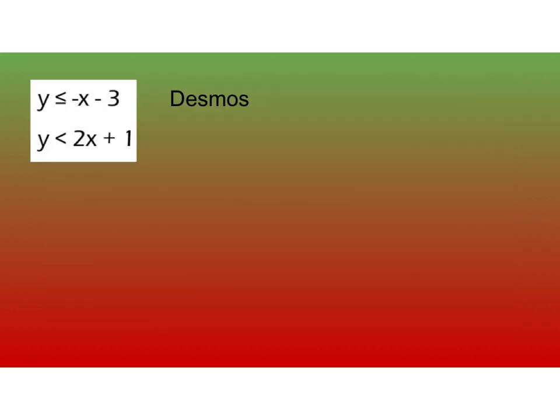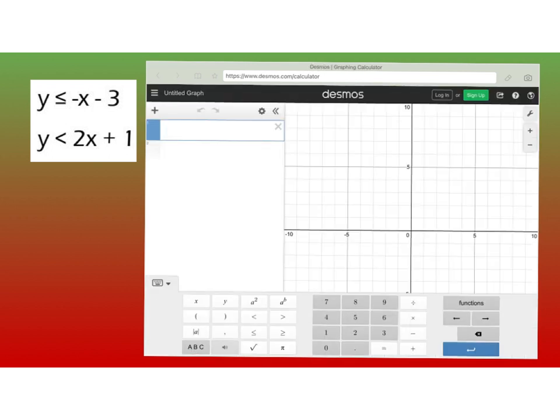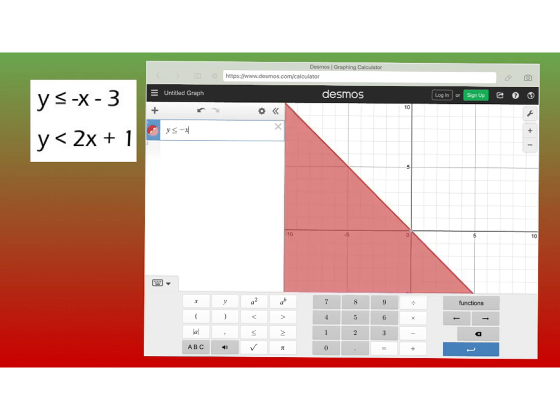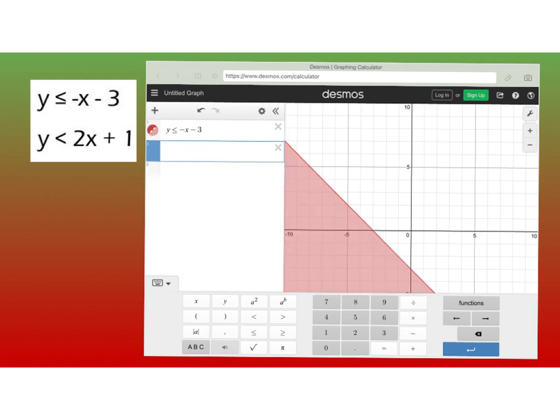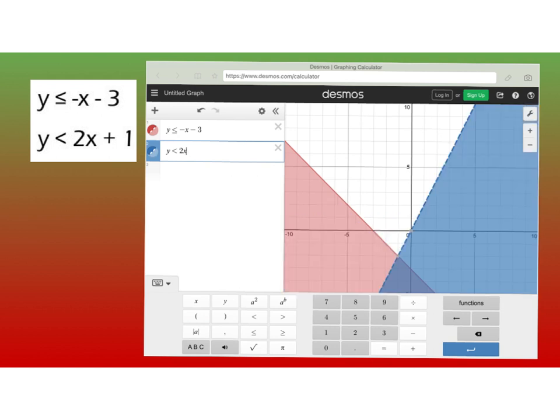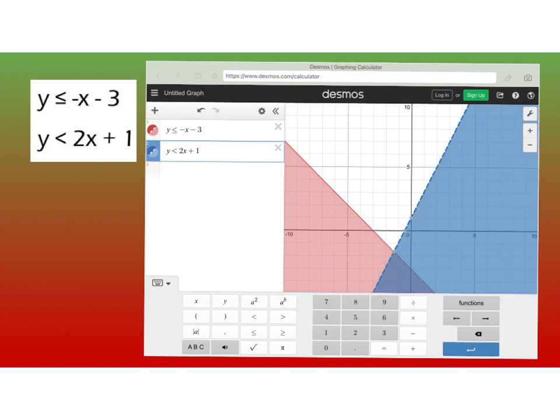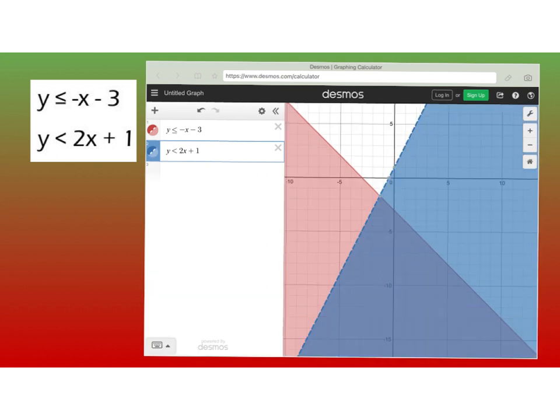So let me add Desmos here. All right, so let's go ahead and graph these. So we have y is less than or equal to -x minus 3. So there's our first one. And now let me graph the next one. So we have y is less than 2x plus 1. So you can see now the double shaded region is our solution.